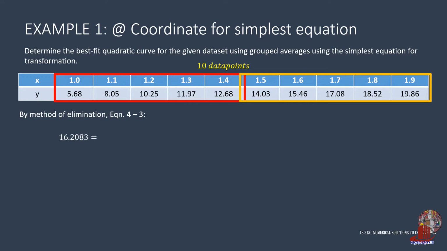By the method of elimination, we subtract equation 3 from equation 4. That would give 16.2083 minus 17.0033 as negative 0.795. Then 2.7 minus 2.2 gives 0.5a. A is then solved as negative 1.59.